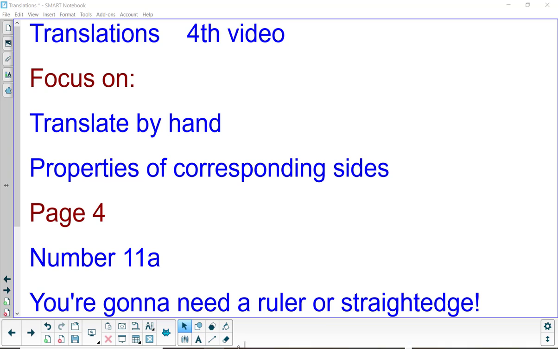This is the fourth video on translations for transformational geometry. The focus here is translating by hand, that is without the technology, and properties of corresponding sides. So turn to page 4, number 11A, and you're going to need a ruler or a straight edge to do this. So if you need to pause to go get one, go get one.